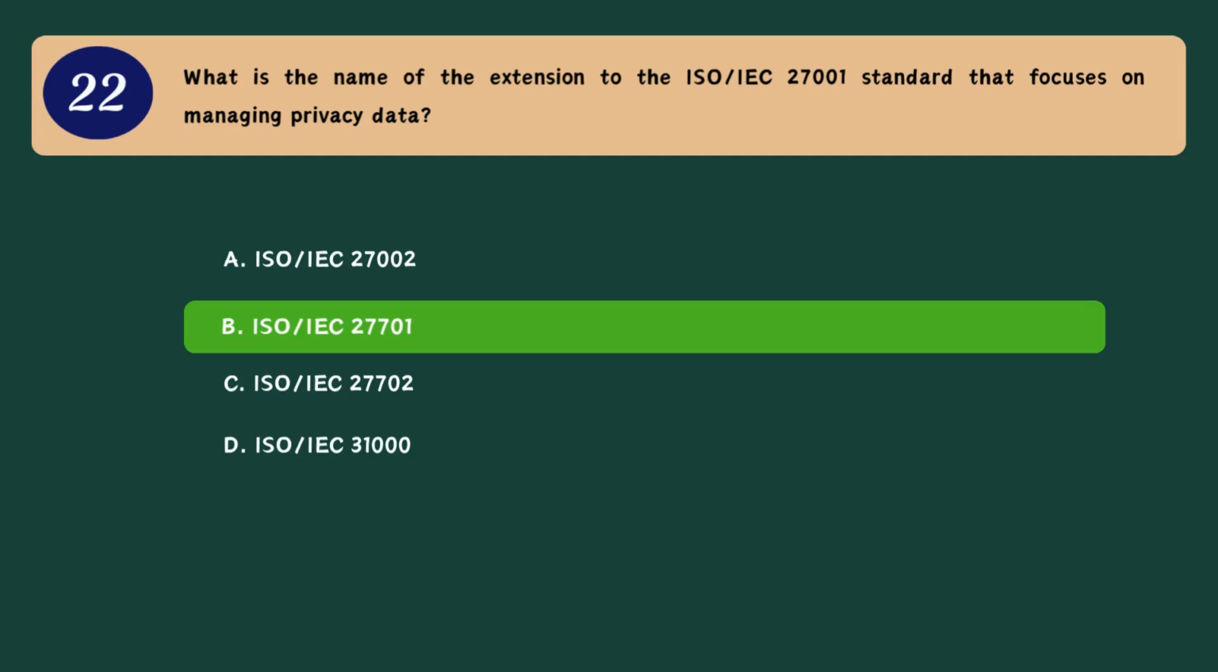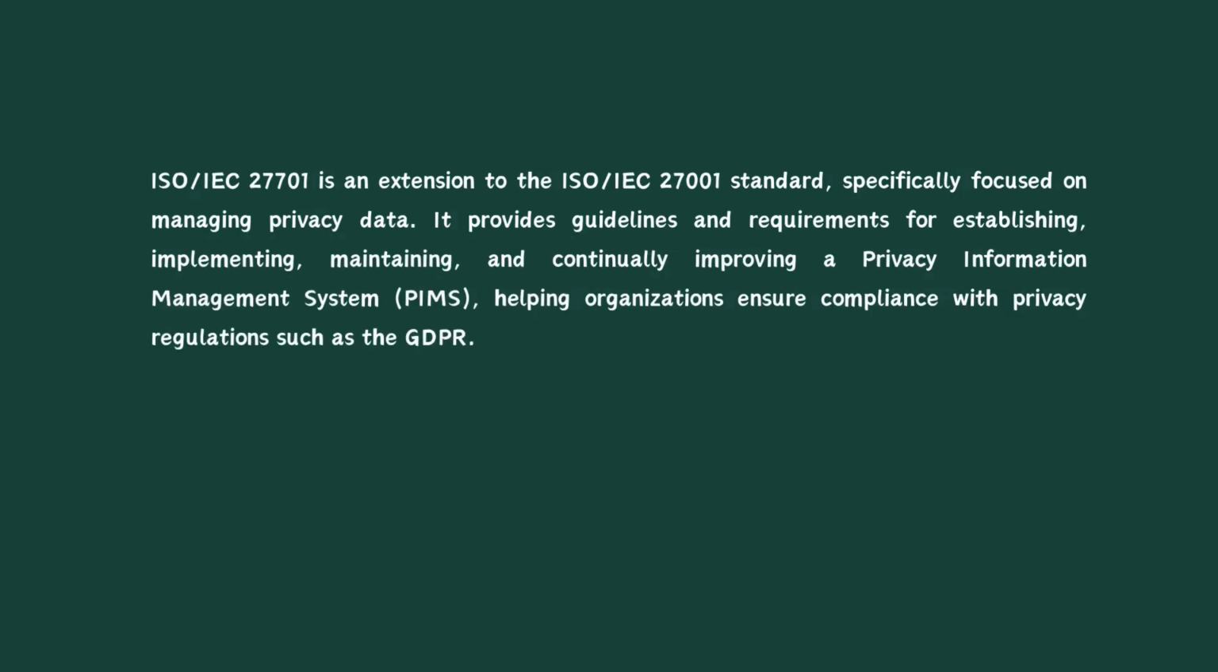Correct answer. B. ISO/IEC 27701. ISO/IEC 27701 is an extension to the ISO/IEC 27001 standard. Specifically focused on managing privacy data, it provides guidelines and requirements for establishing, implementing, maintaining, and continually improving a privacy information management system, PIMS, helping organizations ensure compliance with privacy regulations such as the GDPR.